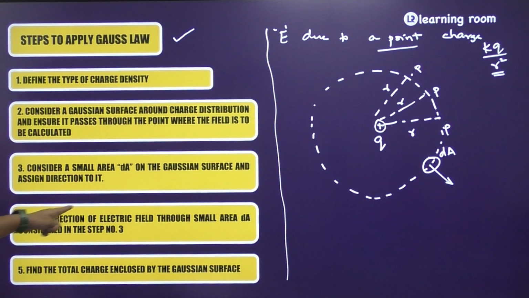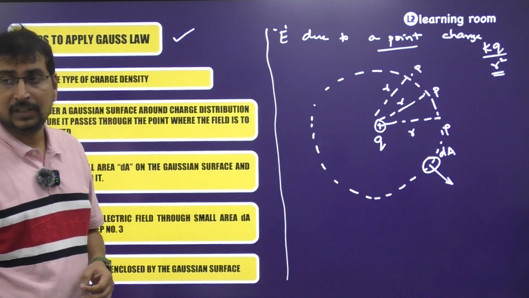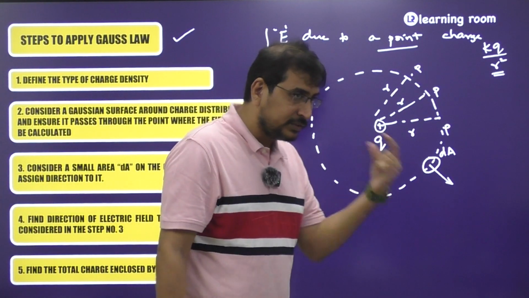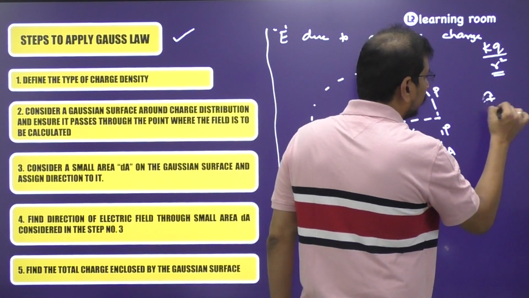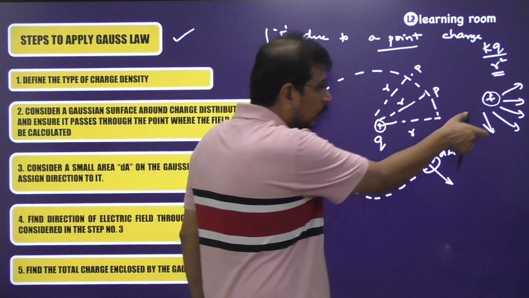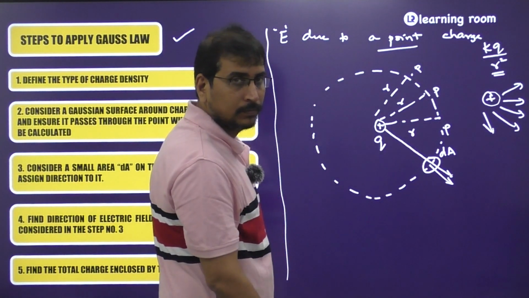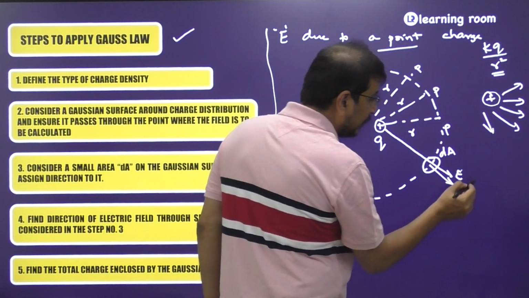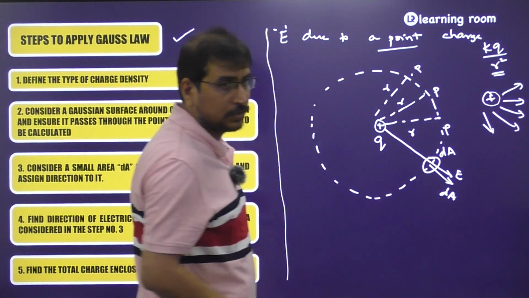Fourth step is, find the direction of the electric field through the small area dA that we considered in step number 3. Due to the positive charge, what is going to be the direction of the electric field through this small area dA? When you draw the field lines for it, how is it going to look? It is going to be outward like this, and one such electric field line will pass through this, which I call E. Remember, E and this dA are parallel to each other.